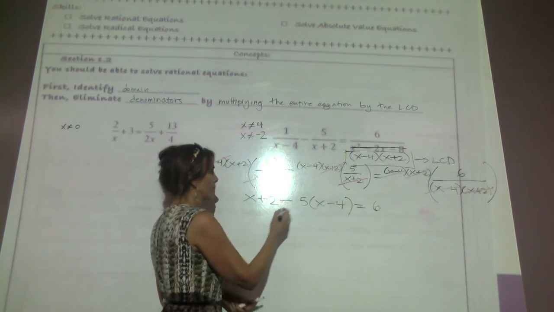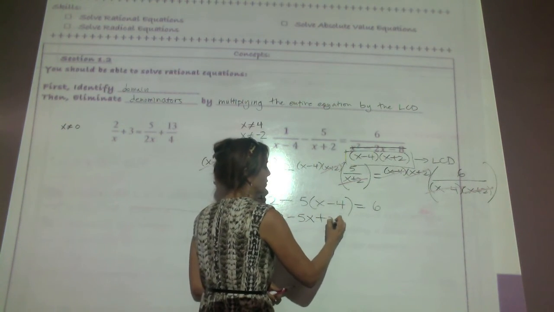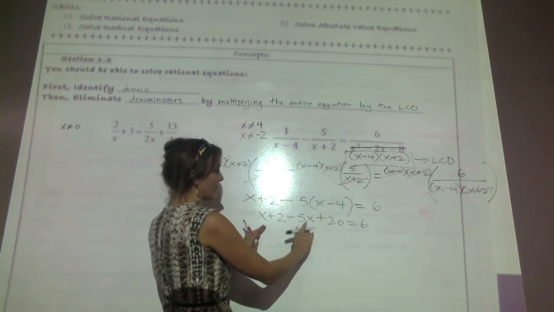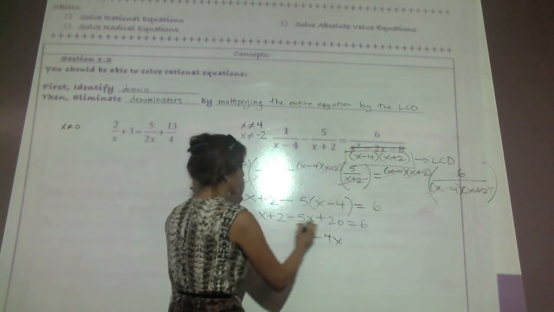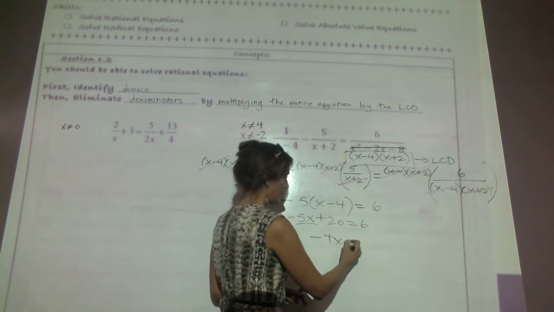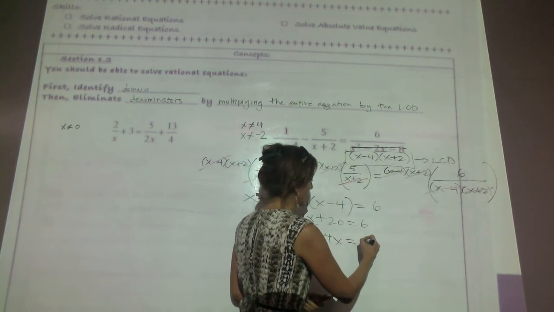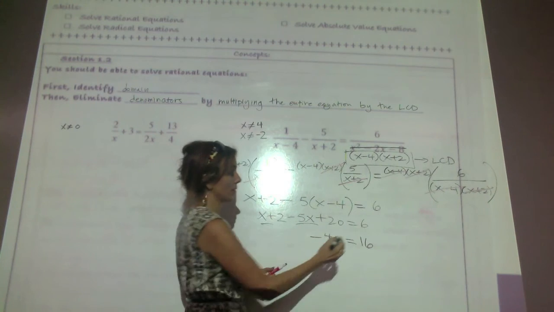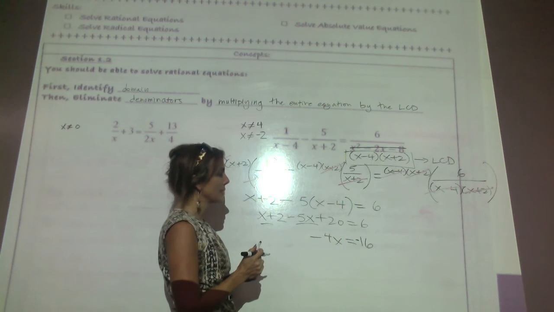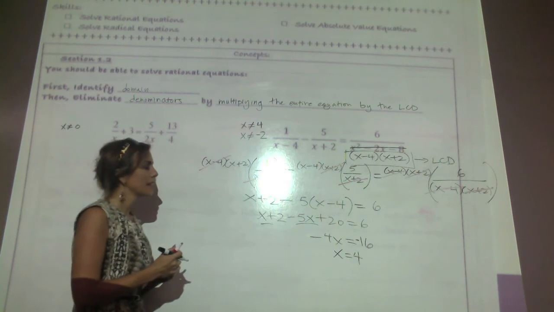Let's go ahead and distribute the -5 through. X plus 2 minus 5x plus 20 is equal to 6. Okay, so collect my like terms. I've got -4x on this side. I have 22 on this side, but I'm going to shift it to the other side by subtracting it. So minus 22, positive 6. I think that is 16. Except, I'm sorry, negative 16, right? Okay, so -4x is equal to -16, so x would equal +4.